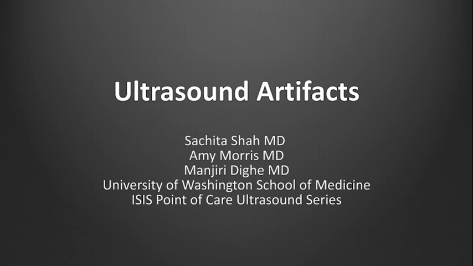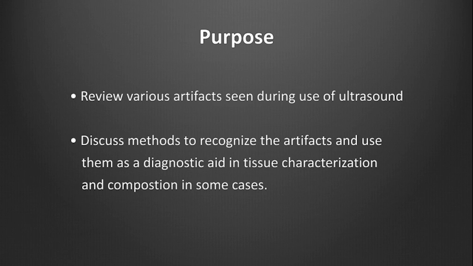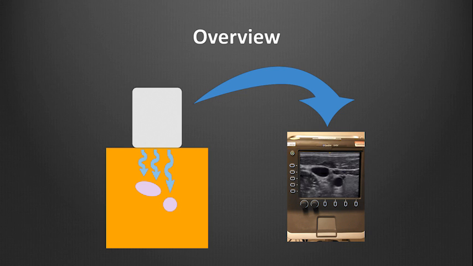Welcome to the Ultrasound Artifacts module as part of the University of Washington School of Medicine ISIS Point of Care Ultrasound series. The purpose of this module is to review various artifacts seen during the use of ultrasound and to discuss methods to recognize the artifacts and use them as a diagnostic aid in tissue characterization and composition in some cases. Ultrasound artifacts are images that do not accurately depict the tissue being scanned.